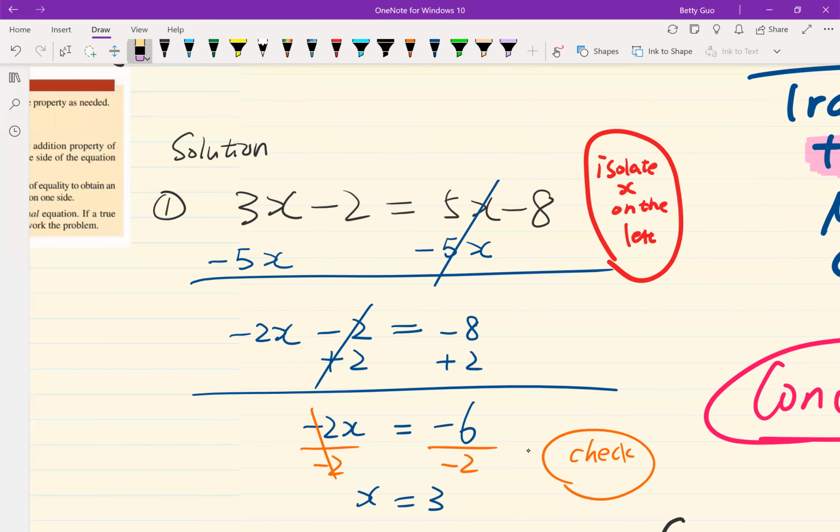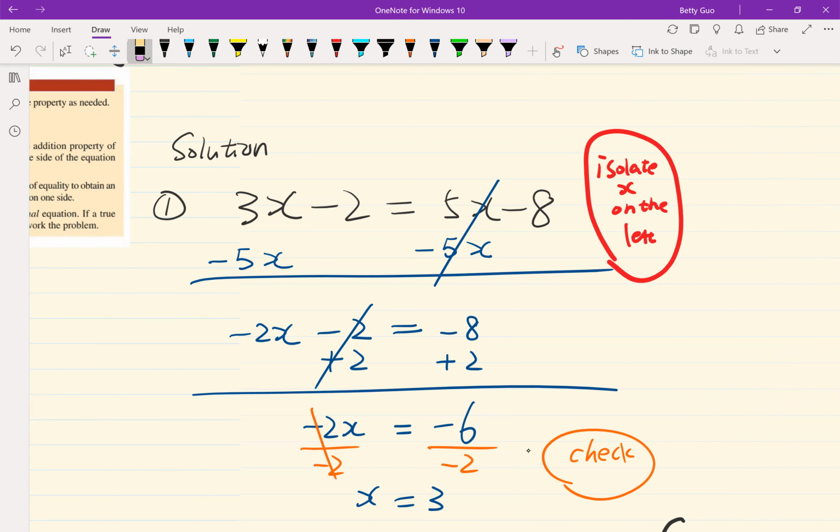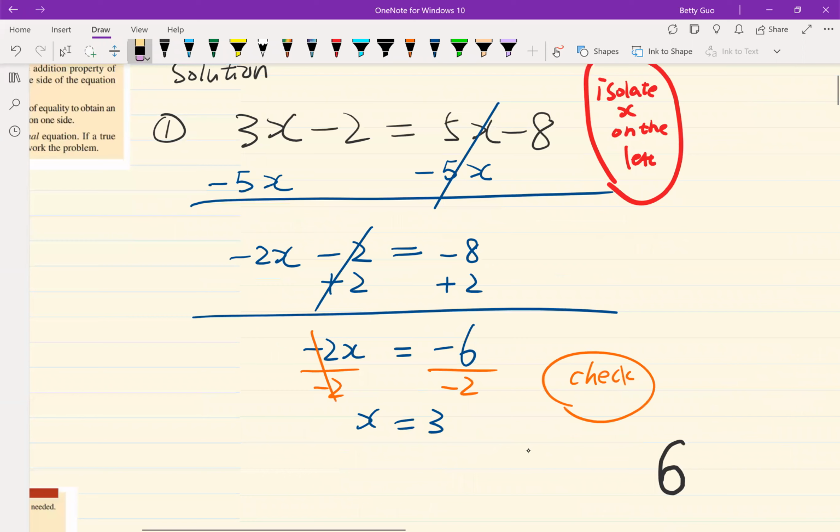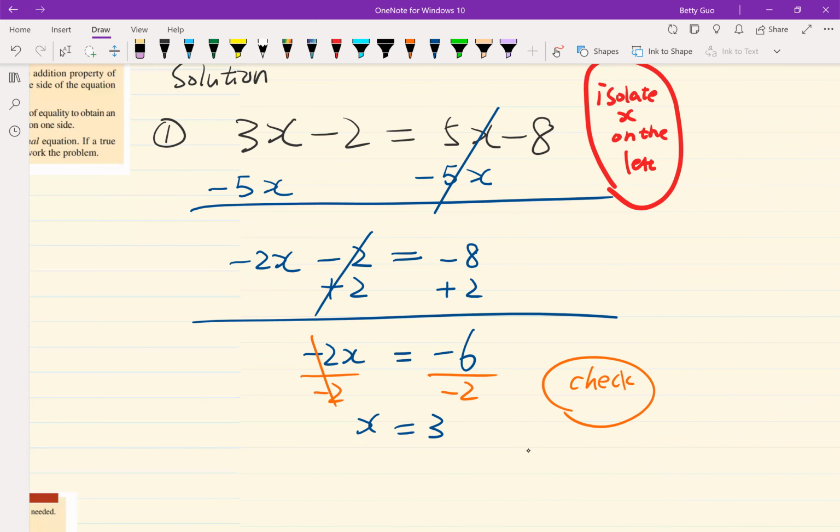All right, let's make a summary here. Firstly, we look at the structure of the equation. We identify the variable terms and the constant terms, right? We know we need to put all the variable terms on the left-hand side, all the constants on the right-hand side. And then we combine them. How did we do that? In the first method, we use the addition property of equality to get that done.